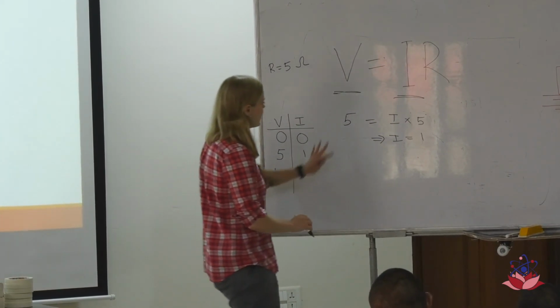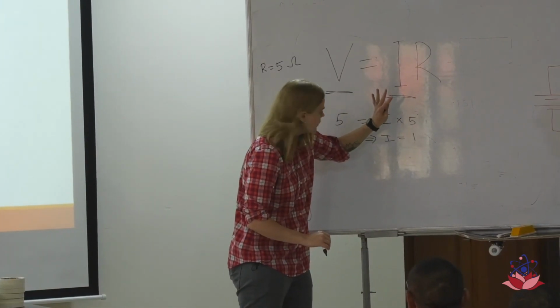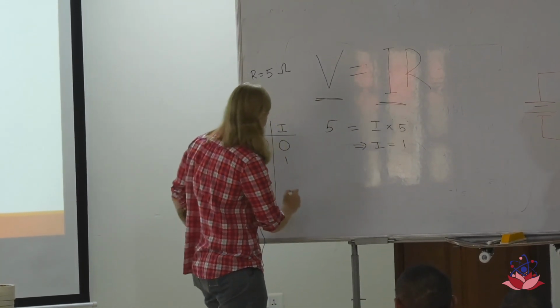So I have 10 equals I times 5, and so I must equal 2.